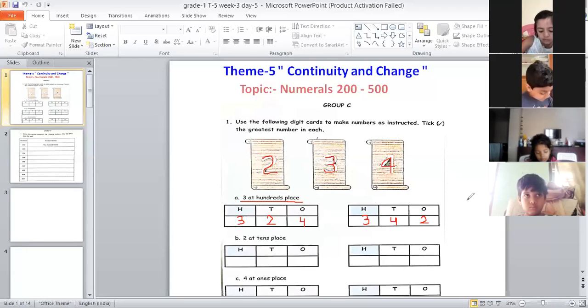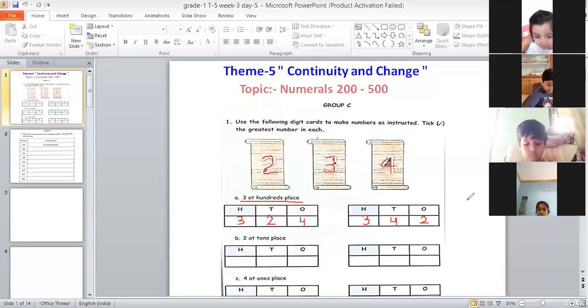Okay, now we'll move on to the second bit. Mayuri, please read the second bit. What is the question? 2 at tens place. This means according to the question, we have to write 2 at tens place. Right? Mayuri, this T stands for what?